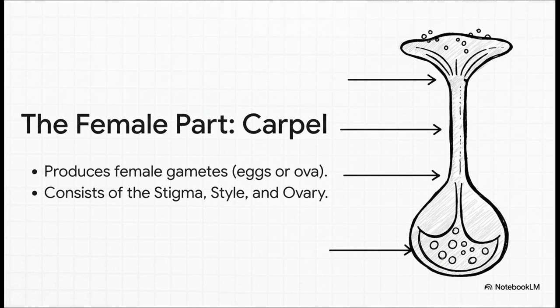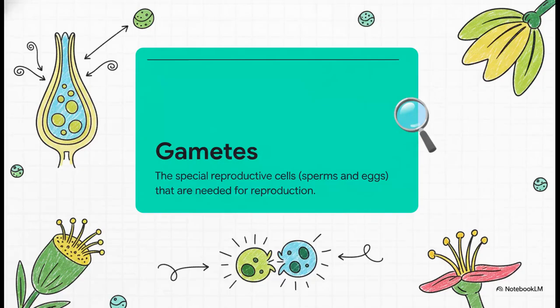इसके तीन main हिस्से हैं. Right at the top is the stigma, which is often sticky to catch pollen. The style is the tube in the middle, and at the bottom is the ovary, which keeps the eggs safe and sound. Now you've heard me use this word gametes a couple of times. So what are they? Well, you can think of them as the special messenger cells for reproduction. For plants, this means the sperm cells that are inside the pollen and the egg cells tucked away in the ovary. यही वो special cells हैं जिनके मिलने से a new life can actually start.